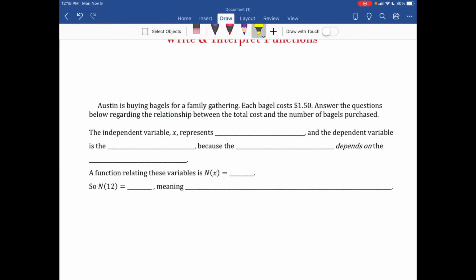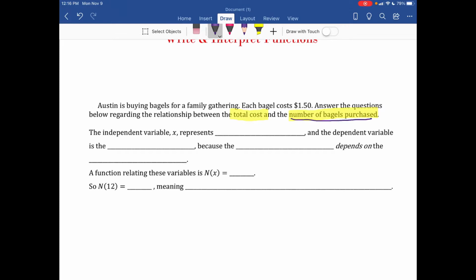So let's look at this example. Austin is buying bagels for a family gathering, and each bagel costs $1.50. We're going to answer the following regarding the relationship between the total cost and the number of bagels purchased. Now the question you should ask yourself is, which depends on the other? Does the total cost depend on the number of bagels purchased, or does the number of bagels purchased depend on the total cost?